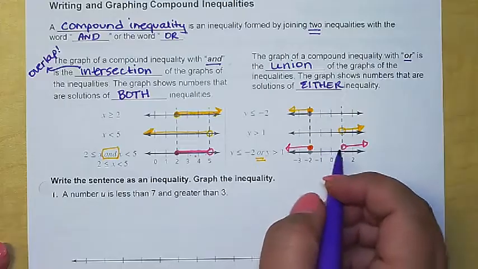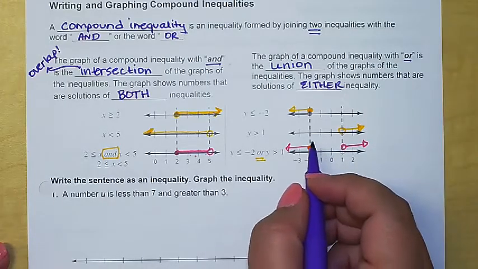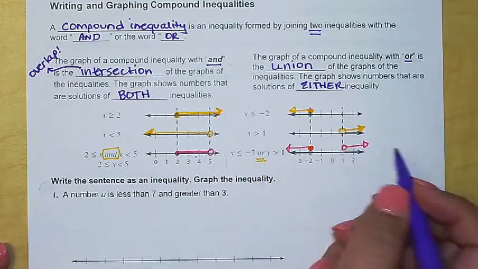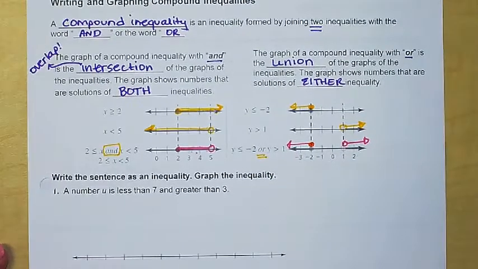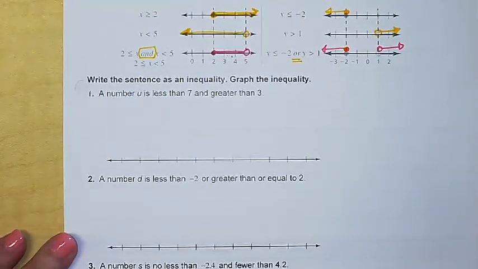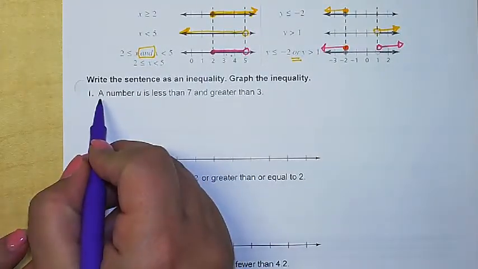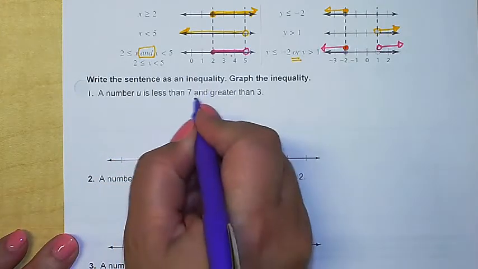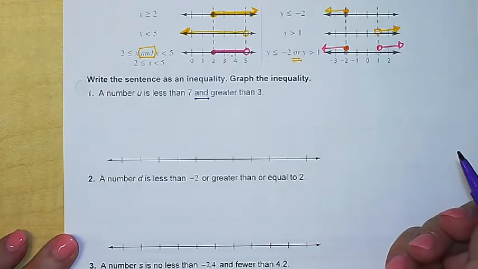So it is important to understand what happens if their arrows are going in the same direction, to the right or to the left. So we'll interpret a little bit of that as well. But let's just practice the concept of the and or the or statement. Okay, let's look at this example. A number u is less than 7, and, that's our key word here, and greater than 3.